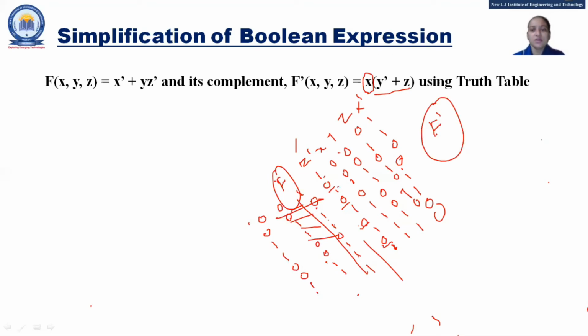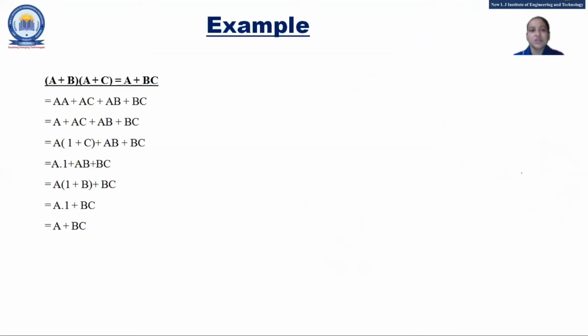Similarly, we can find f is equal to x dash plus yz dash. Here we will first find yz dash, and we will add the result with the x dash. So using a truth table, we can solve any kind of complex Boolean equation.